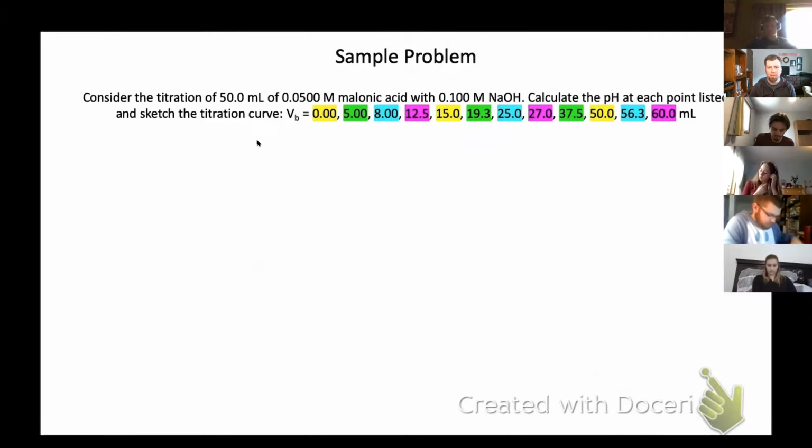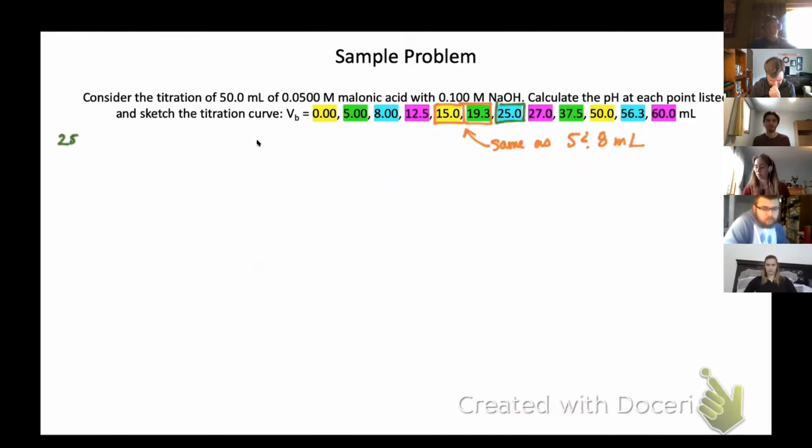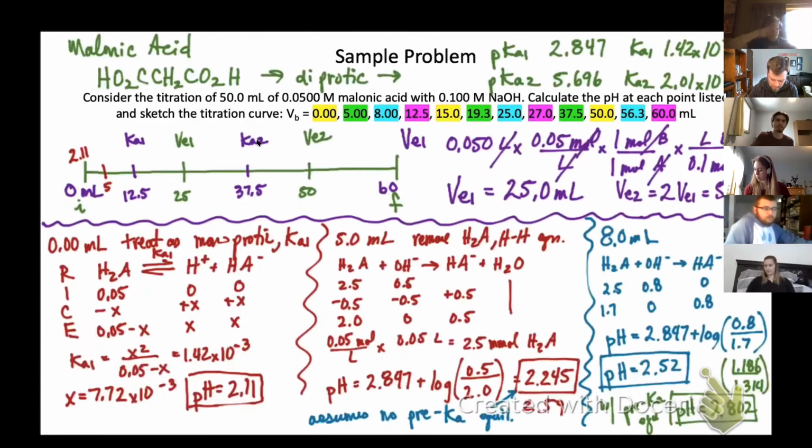Tell me about what you did. So for 15, we did, knowing that it's not yet to the first equivalence volume, we treated it as a mixture of H2A and then HA minus, and then used the Henderson-Hasselbalch equation. Okay. So really you end up with the same math as we saw for 5 and 8.